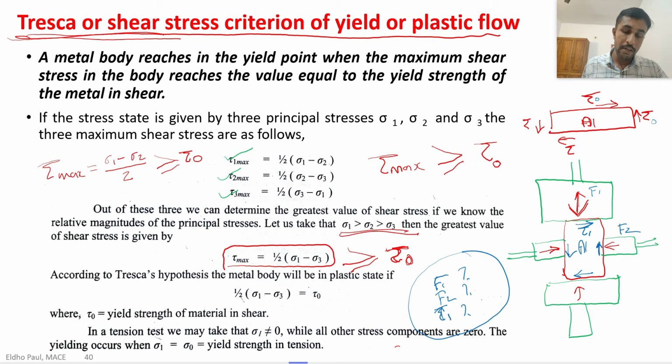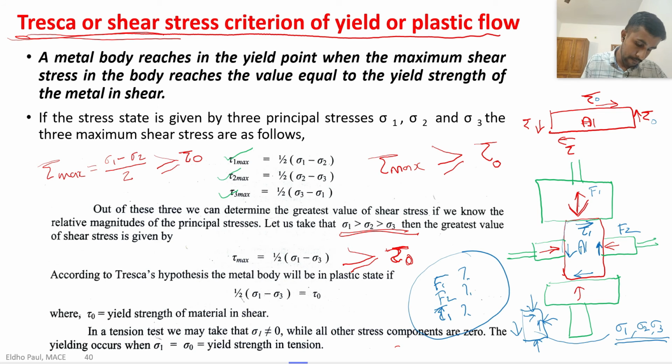For that, what do we do? We first analyze this loading condition. We take the body, the free body diagram, with F1, F2, and shear stress. After analyzing, we get three principal stress values: sigma 1, sigma 2, sigma 3, where sigma 1 is greater than sigma 2, which is greater than sigma 3. So we can use this formula.